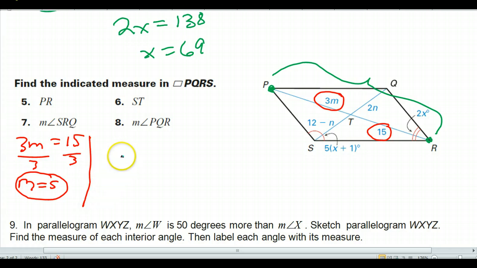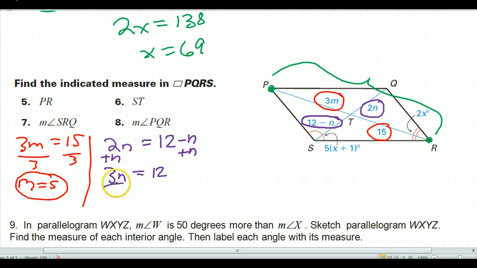Okay, somebody else in the back, like Flavon. Give me another equation, brother. Well, 2n equals 12 minus n. Absolutely. 2n should equal 12 minus n, because these are two parts of the same diagonal. So those two should equal each other. Okay, am I losing anybody? Is this making sense, Haley? Okay. So let's solve this. On this one, I would add n on both sides. Plus n, plus n. That's going to give me 3n equals 12. Divide by 3. So n equals 4.